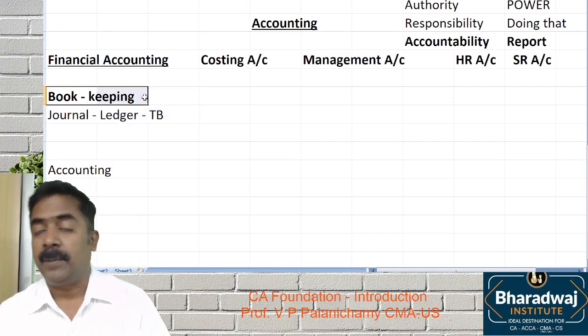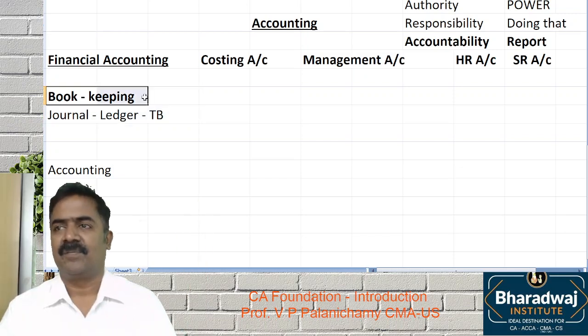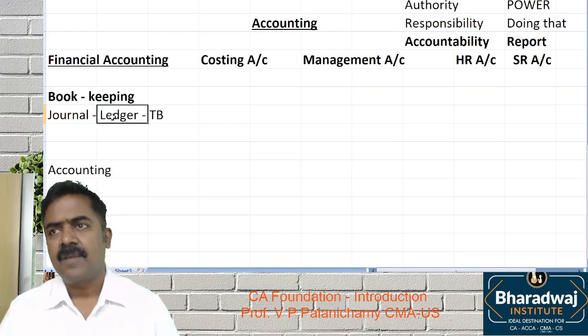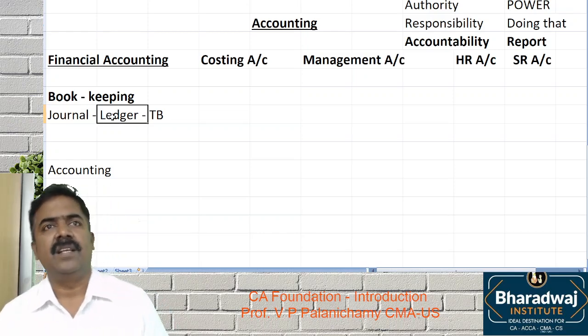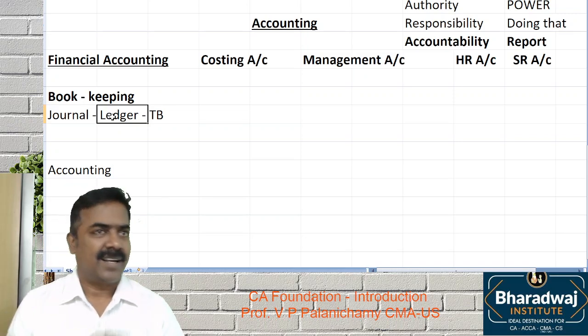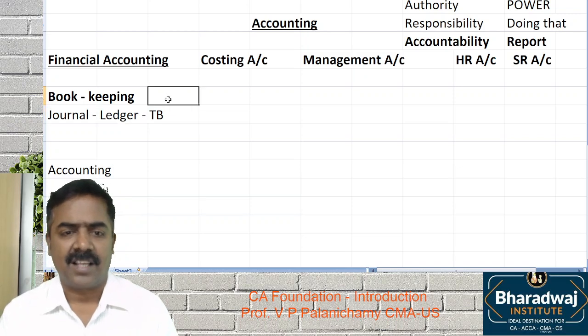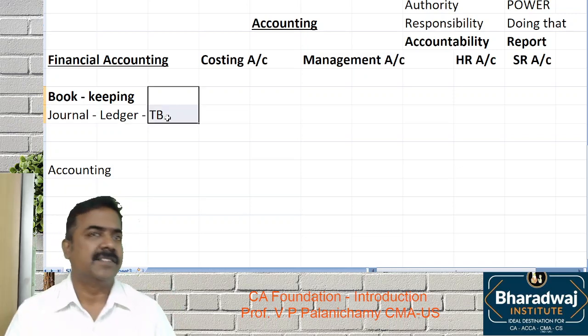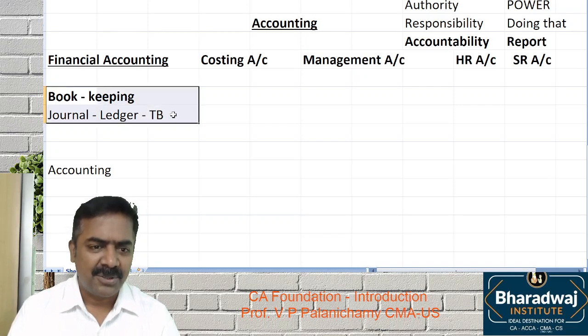Why is this bookkeeping? It is done throughout the year. Will you pass the journal in one day or throughout the year? The ledger you will update periodically, monthly. Or will you wait for one year and update? No, monthly, transaction by transaction, you will update. The trial balance is prepared periodically to check that debits match credits. So this is throughout the year. What is the next one?